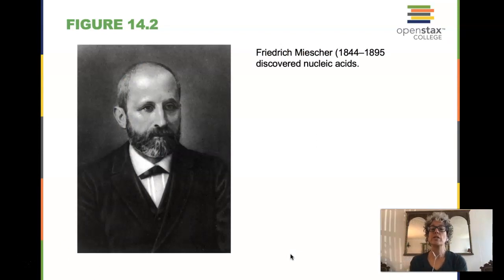Frederick Meichner is listed here. Again, you don't have to memorize the names, but he is the one who discovered nucleic acids. They are called that because we knew about the nucleus of cells. If you take cheek cells and stain them, there's a dark blue dot in the middle. And it was called the nucleus, which was Greek for kernel or center. So these nucleic acids were acidic molecules that were extracted from the nucleus.